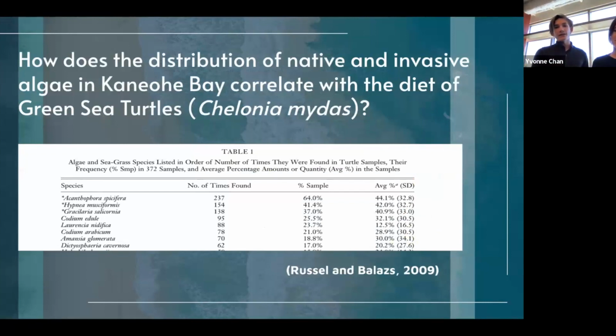As you can see here, this is a demonstration from a study done by Russell and Balazs that showcased the food diet of green sea turtles in Kaneohe Bay. And with this, we determined which algae the green sea turtles eat. As green sea turtles are prone to eating the most abundant algae, we assume that in each of the locations that we sampled, the most abundant algae would be most abundantly consumed by the green sea turtle. And therefore, the algae that we found is most likely the main source of the green sea turtle's diet in each of the North, Mid, and South Bay, as you'll come to see.